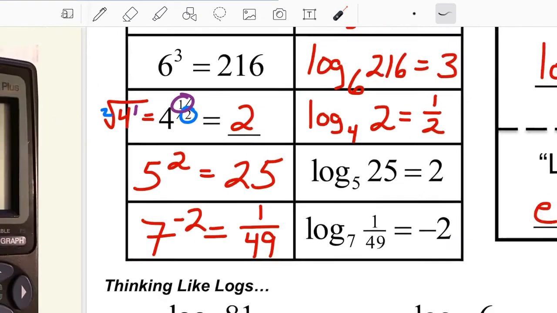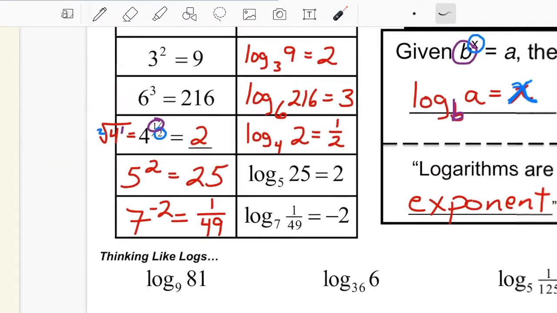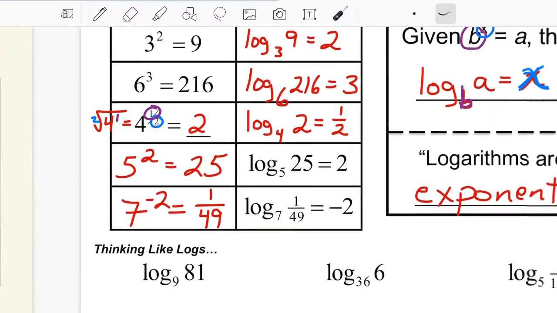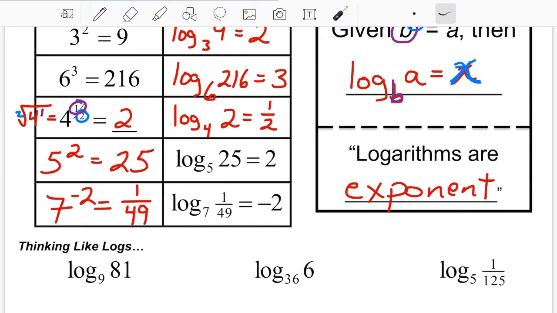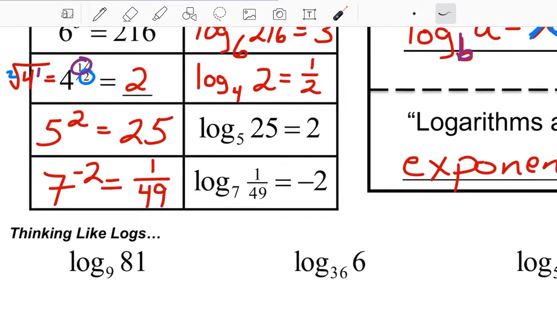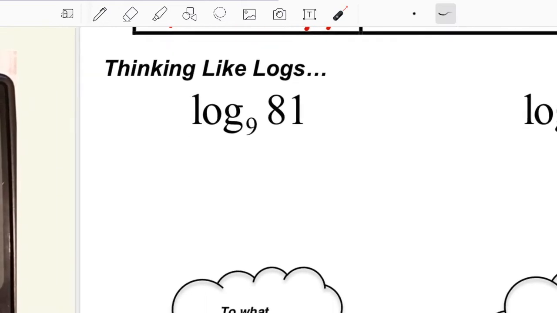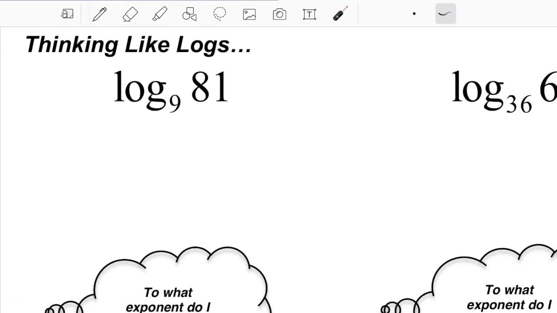Now, at this point, you might be saying, okay, Ms. Naylor, I can change the form of these, but why do we need this? Well, to help you understand that, the next thing I want to do is try to get you to think like a log. Now, to think like a log is Ms. Naylor's kind of funny way of making you think about what a log is equal to.